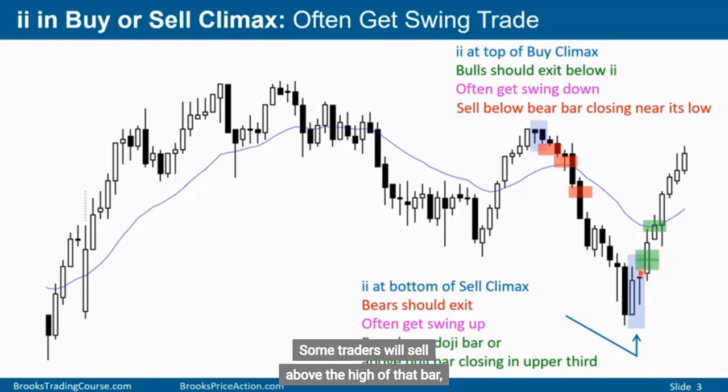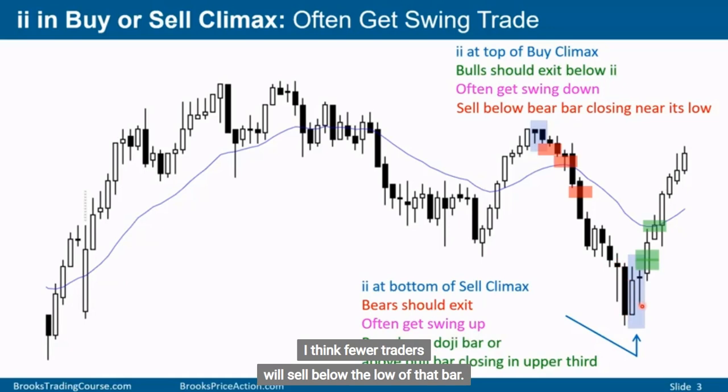Some traders will sell above the high of that bar, which is the normal location for entering on an II. You sell 1 tick above the second inside bar. You buy 1 tick above the high of the inside bar, or you sell on a stop 1 tick below. However, this is a sell climax. We have a big bull bar here. We have a micro double bottom, down and up.